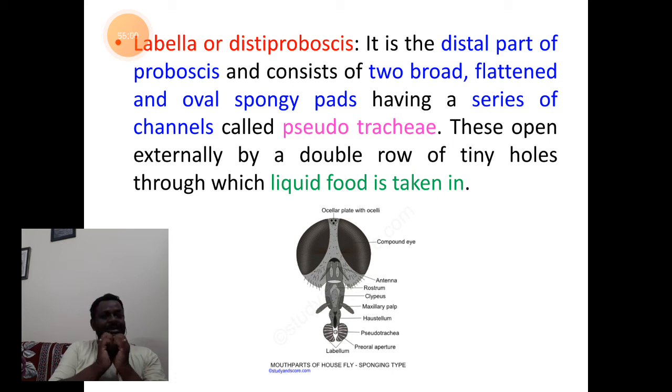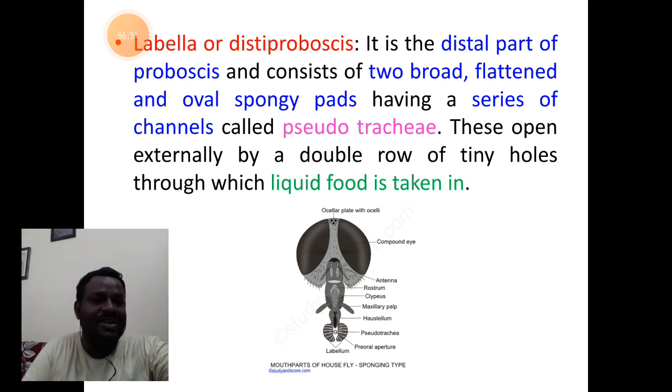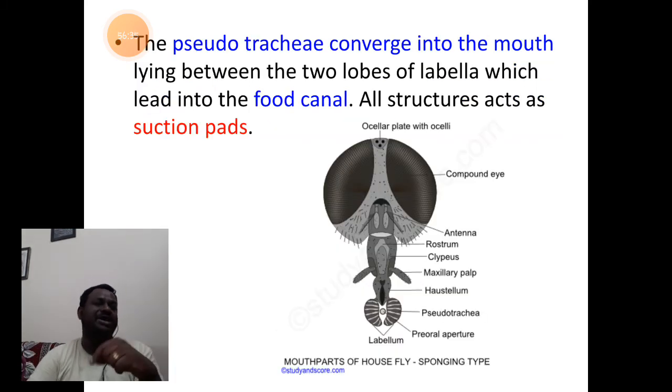I repeat, there are two pad-like spongy structures at the distal end, which are flat, showing a series of channels through which the food enters, called pseudotrachea. All the structures will meet at the central point of the proboscis channel. We call it the oral channel or oral groove. Through it, the food from the surrounding is drawn into pseudotrachea, that will reach the region of the central food canal.